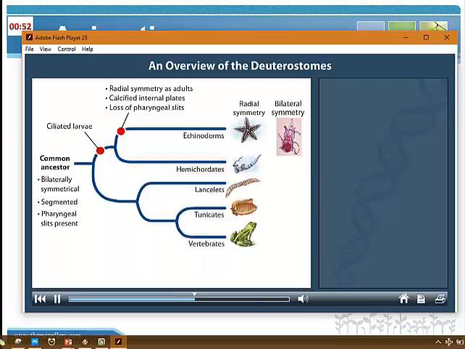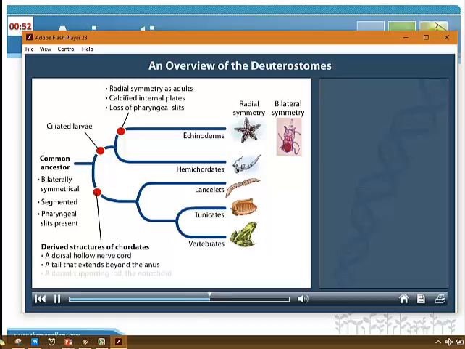Chordates are also deuterostomes. As adults, the three groups of chordates couldn't appear more different, yet their relatedness is evident in many cases by comparing larval or embryo stages. At some stage in their development, all chordates display several derived structures: a dorsal hollow nerve cord, a tail that extends beyond the anus, and a dorsal supporting rod, the notochord.